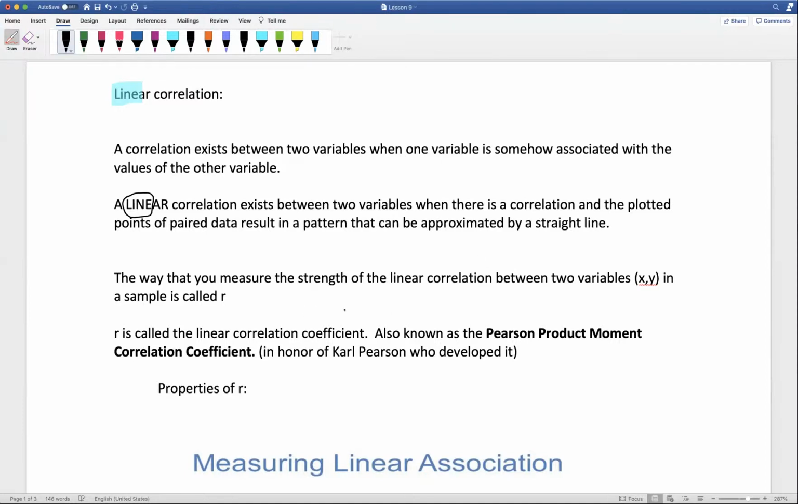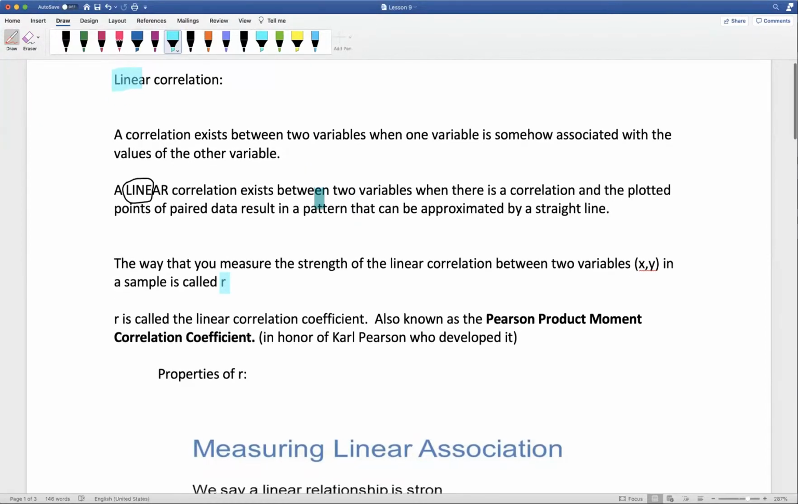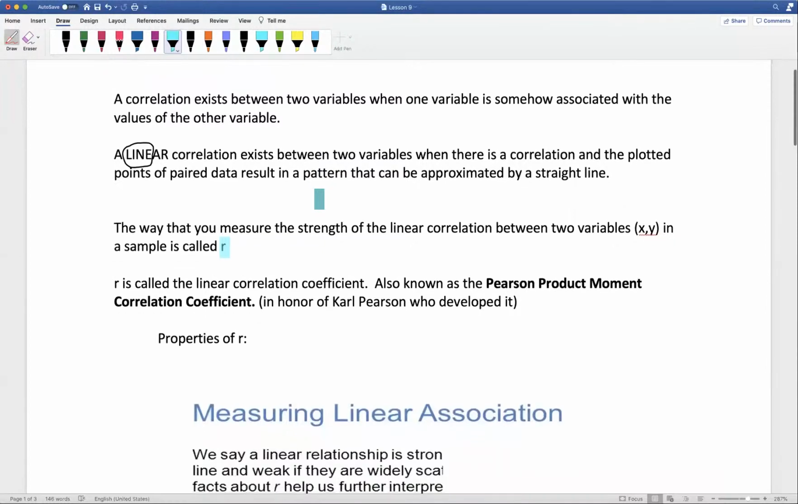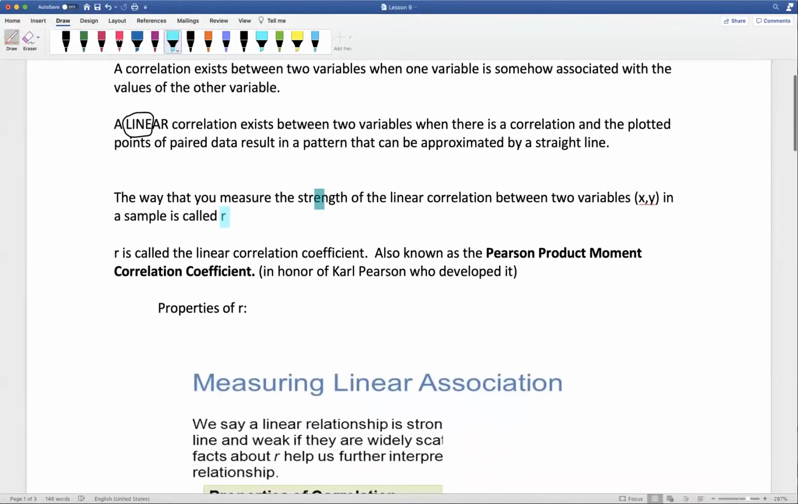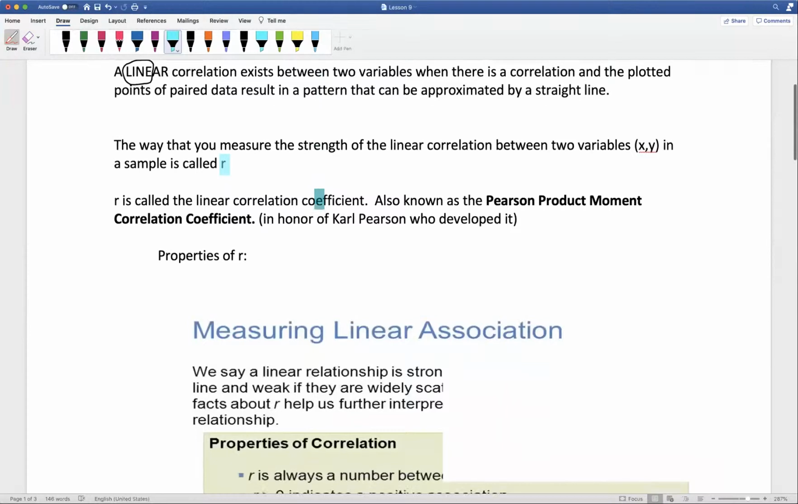So the way that we measure the strength of a linear correlation between two variables in a sample is what we call R. So let's talk for a few minutes about R and some of its properties, and then we're going to take a look at a handful of examples to see if you can get an idea as to how you can approximate the linear correlation coefficient.